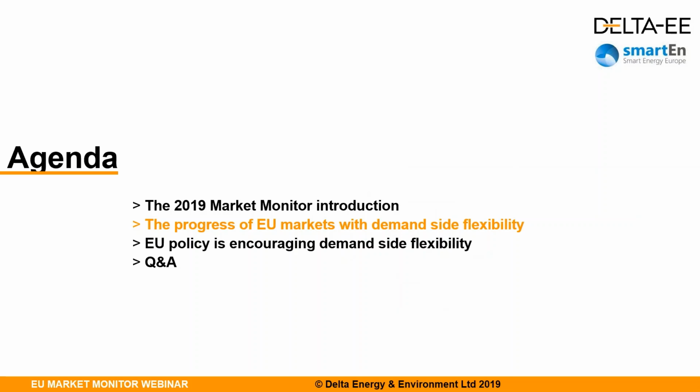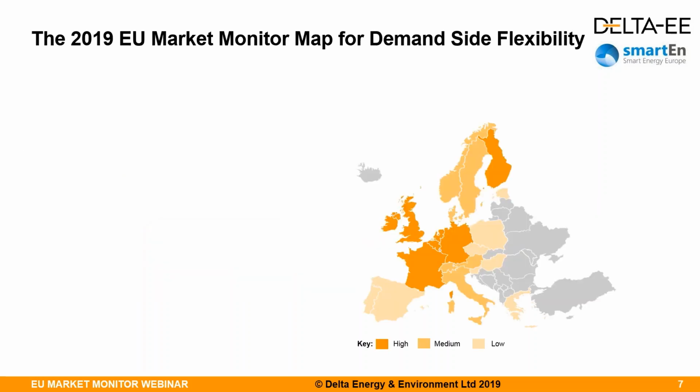The report is available publicly and you can download it on either of our websites. And the next few slides, I'm going to go over some of the key headlines. So the progress of European markets with demand side flexibility in 2019. This is the overall view, if you like, where we've looked, and it highlights the countries we've looked at.